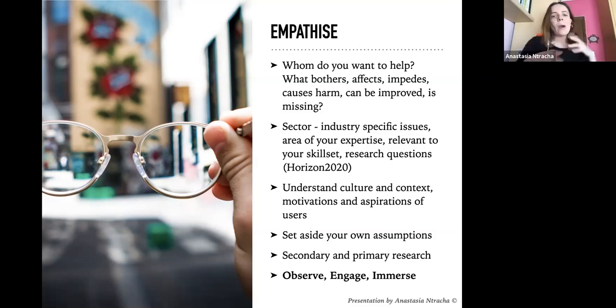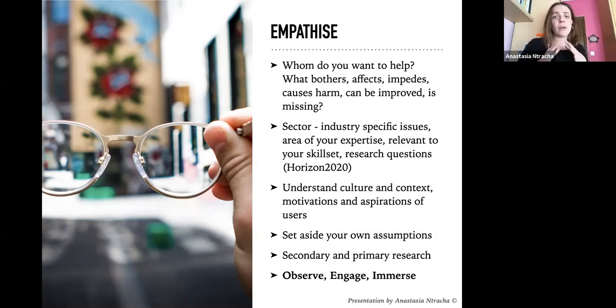So now that you have a sense of what you're trying to solve, let's say for my startup, it was that we want to help parents better take care of their babies. The next step is for you to understand the culture, to understand the context, the motivations and aspirations of your users. For our case, for instance, we weren't parents. We don't have any experience with taking care of babies or what they need. So it was very, very crucial for us to actually talk with parents, engage and interact with them and understand their daily lives and their struggles.